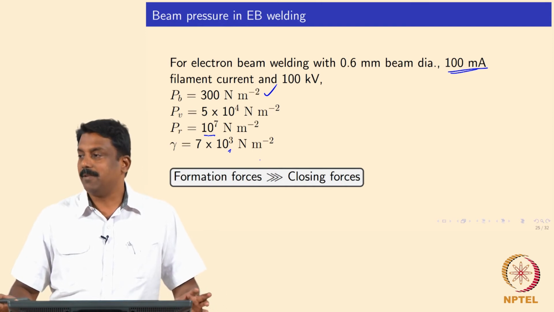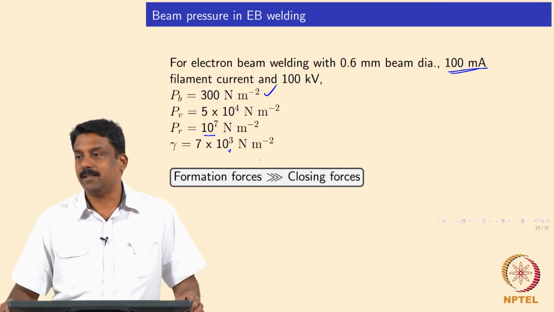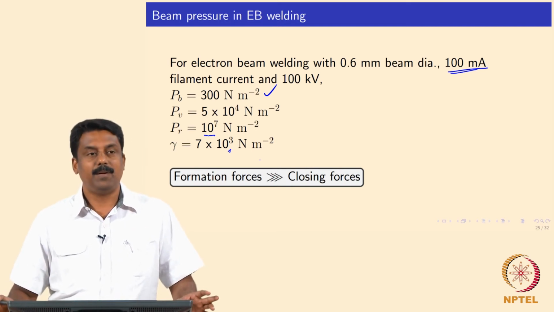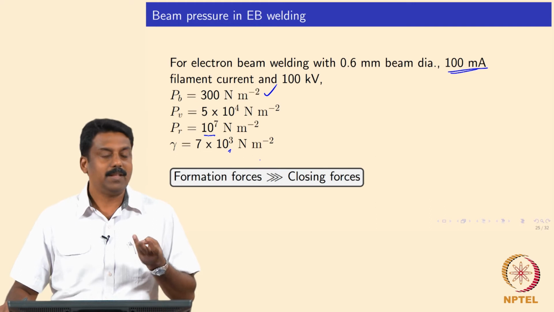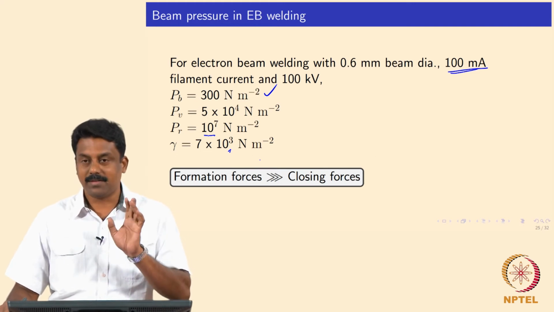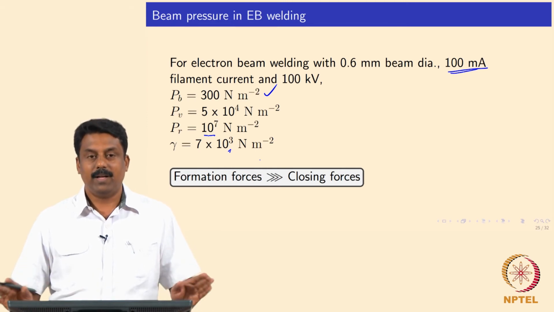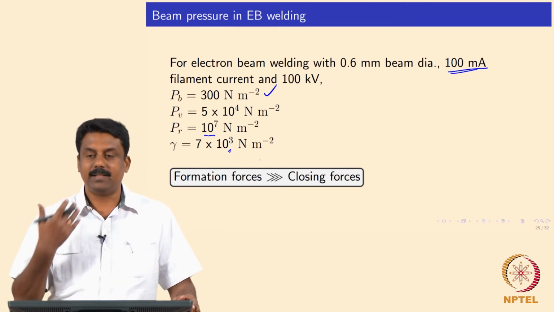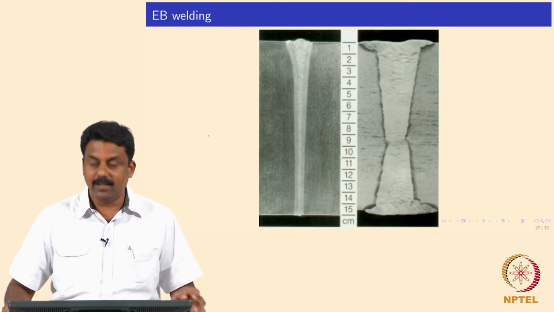So, whatever mode you use, whatever current or acceleration voltage, in most cases you will end up making a keyhole in laser beam welding and in electron beam welding. Whereas in laser beam welding you can make a weld without a keyhole in conduction mode, that is possible, but in electron beam welding, whenever you weld, you always see the keyhole shape. Okay. So, the keyhole shape would always be like this.